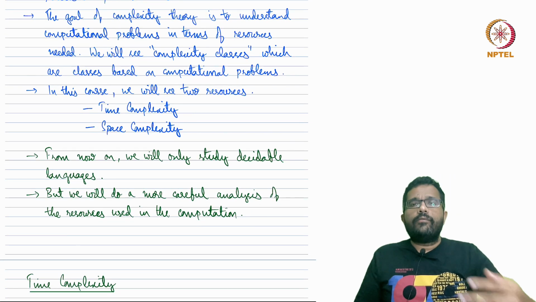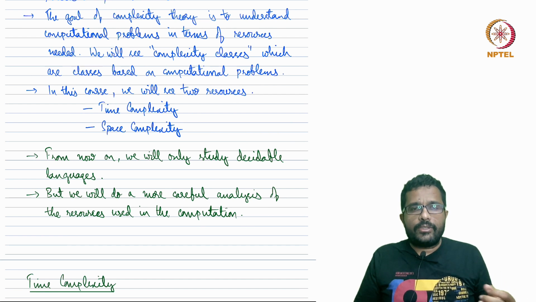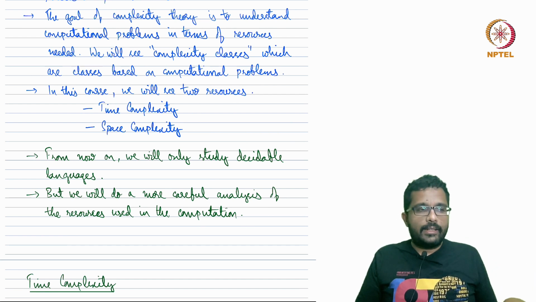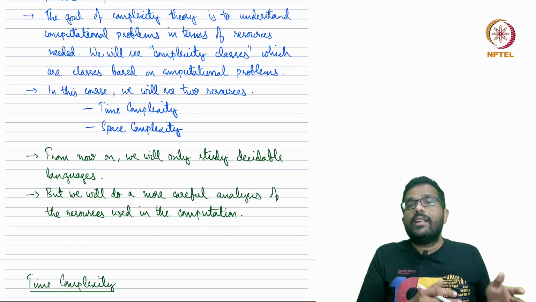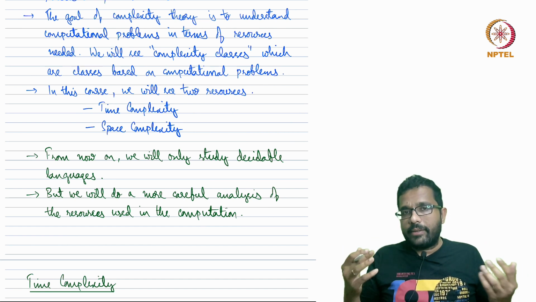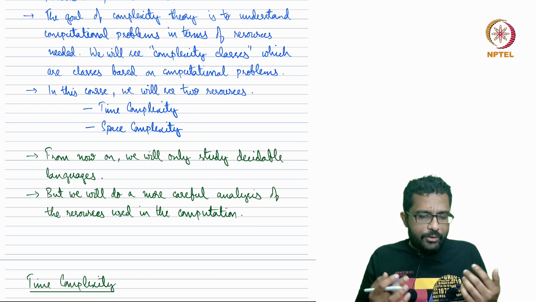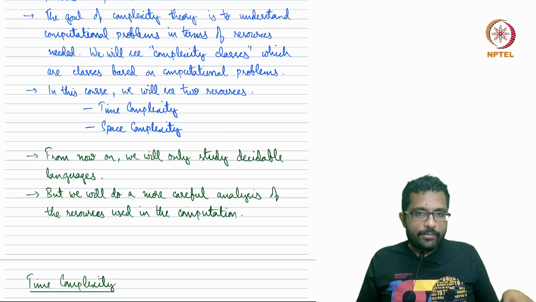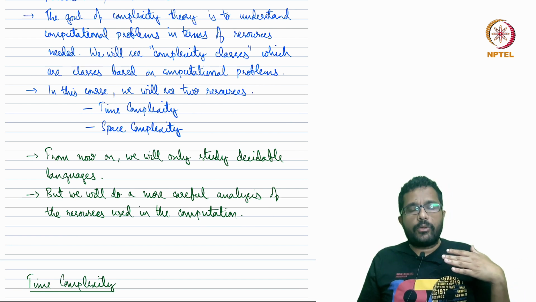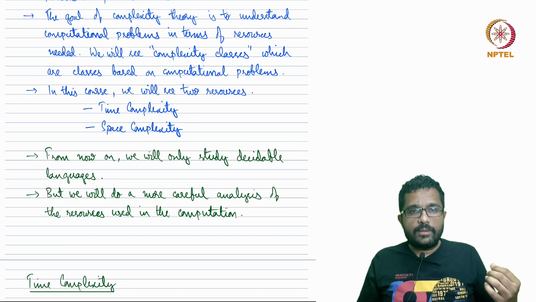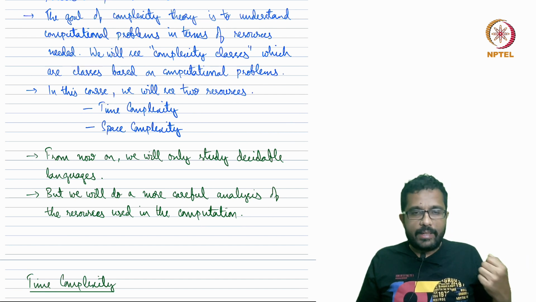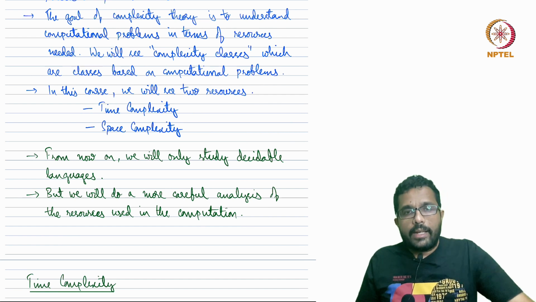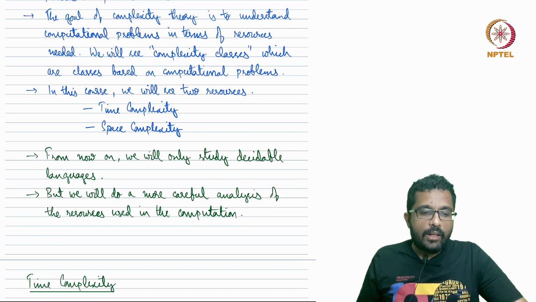And from now on, we will only be studying decidable languages. We have studied computability theory, and we know what are computable or decidable problems, and we know how to identify languages that are not decidable. So now we are not going to be bothered about that. We are only going to be seeing decidable languages, and in these languages, we will try to see how much time or how much space we need. We will do a more careful analysis of resources needed.